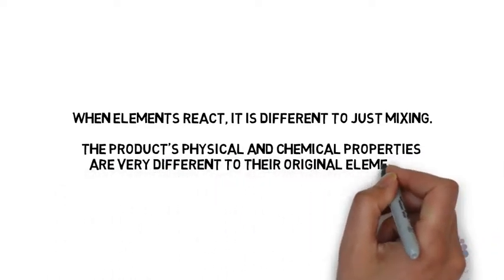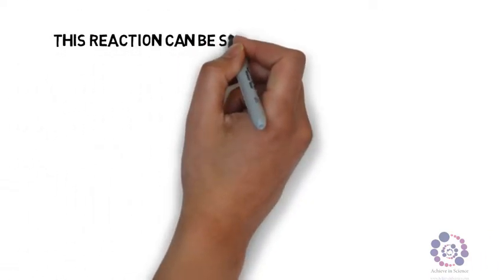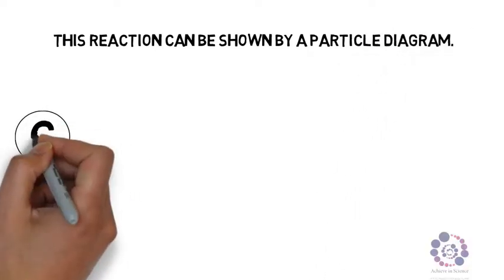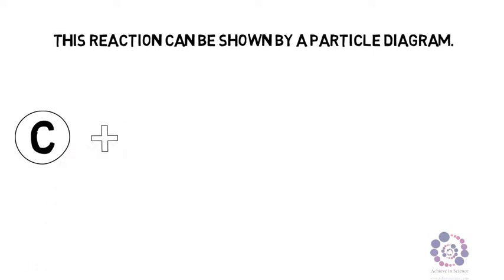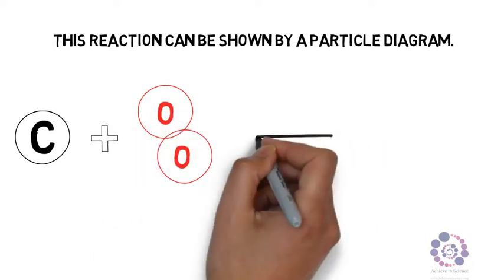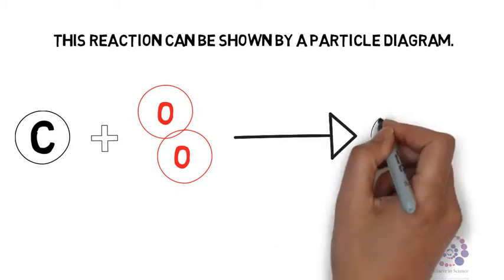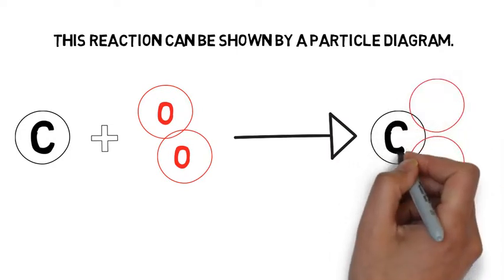We can therefore now show this reaction using a particle diagram. And this can be useful to see what's going on. So we can show carbon as a single particle. We can then join it and react it with oxygen, which is a diatomic molecule, which means two atoms of oxygen are joined together and go round together, i.e. O2. We use an arrow to separate the reactants and the products, and we produce a molecule of carbon dioxide, made up of one carbon atom joined to two oxygen atoms.